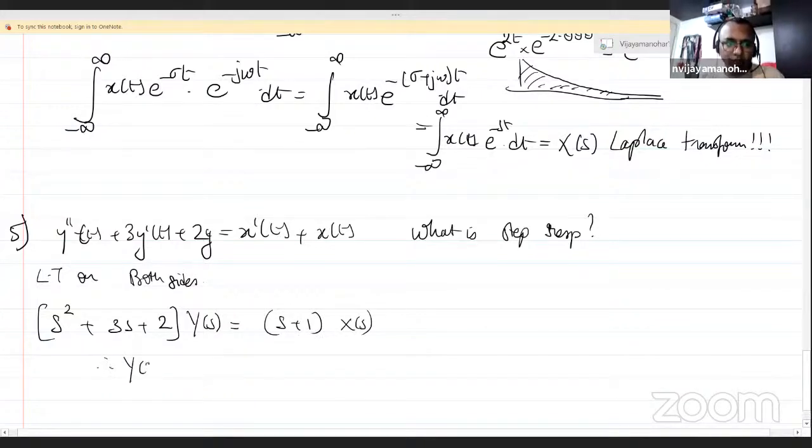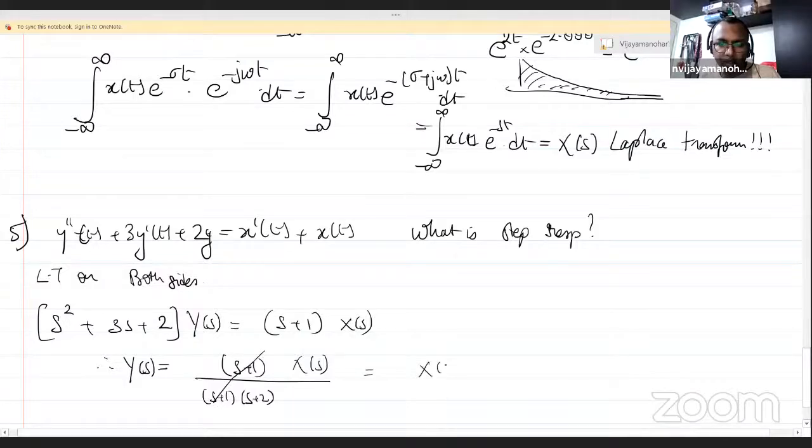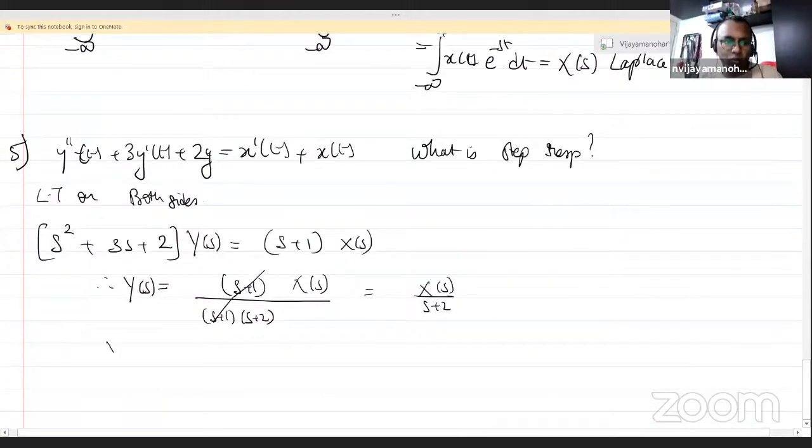So therefore y of s is nothing but s plus 1 over s square plus 3s plus 2 times x of s. I'm going to factorize this: s square plus 3s plus 2 can be written as s plus 1 into s plus 2. So s plus 1 gets cancelled, and I have x of s divided by s plus 2. Now they are asking you to find the step response, correct? So y step of s.